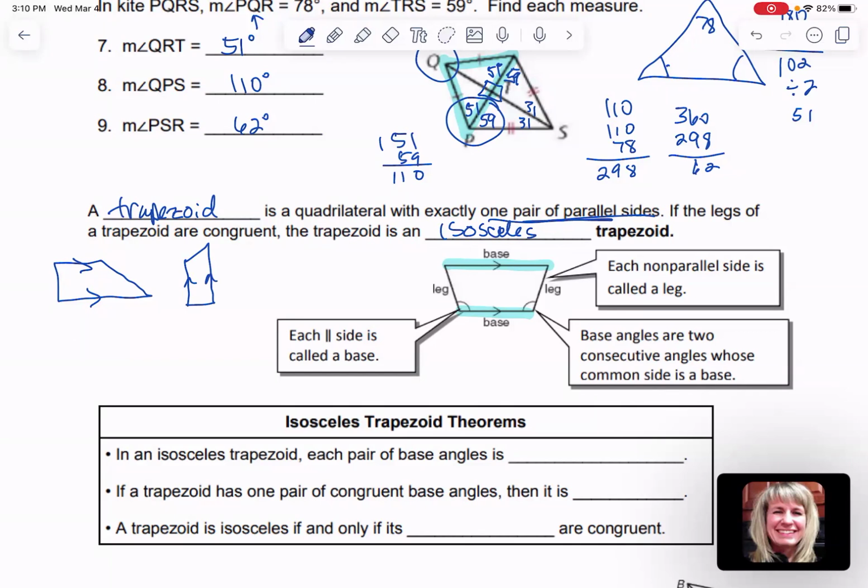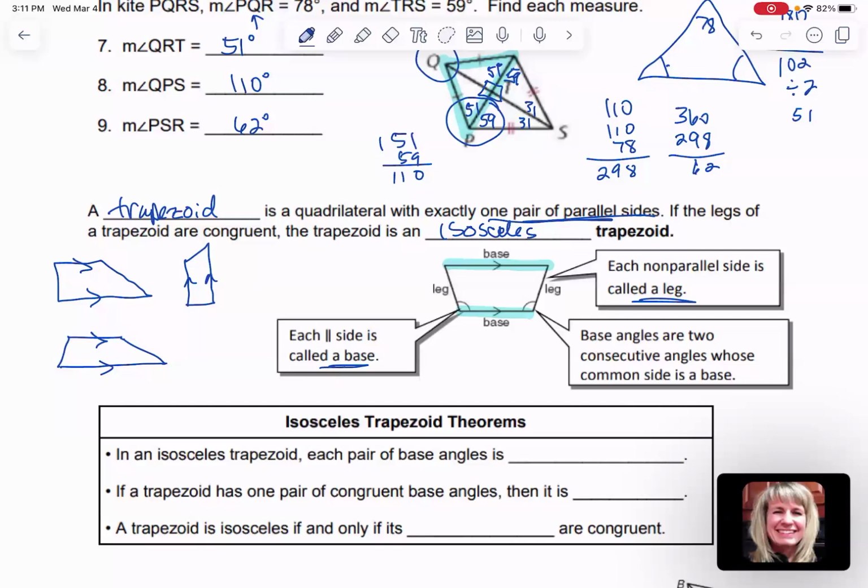You could see it where it's just kind of slightly off kilter. That's not a right angle formed there, so that would be a trapezoid as well. It could be drawn upside down, kind of like those right there. The two parallel sides, though, are called bases, and the non-parallel sides are called the legs.